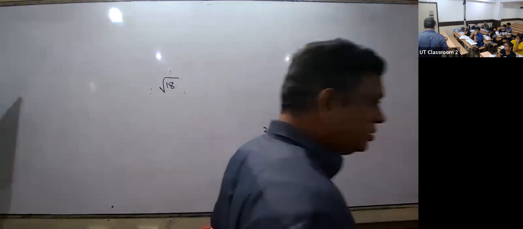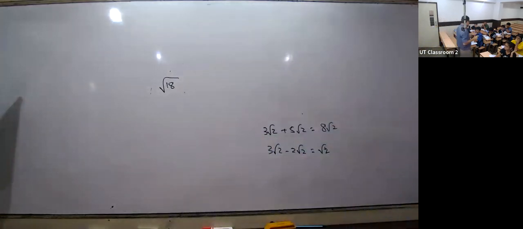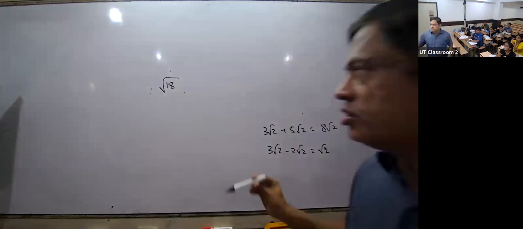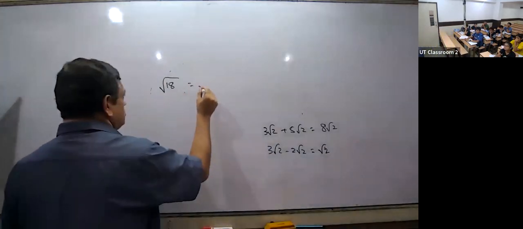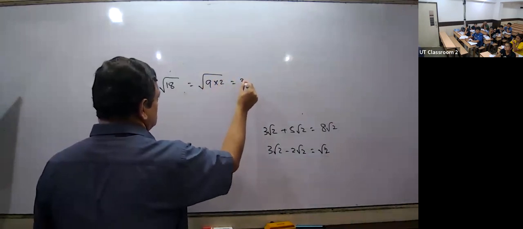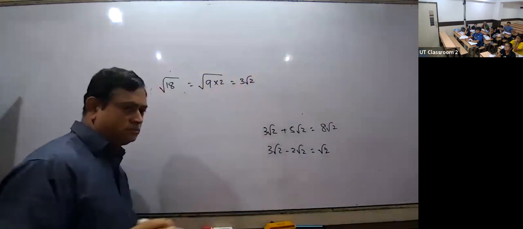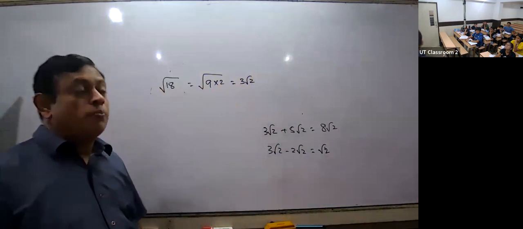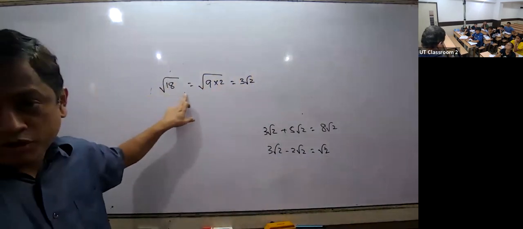Now, root 18. He's searching for the root and it's not there. This root 18 can be written as root of 9 into 2. You know what is the root of 9? 3. Are you following? Make it into a product with a perfect square.